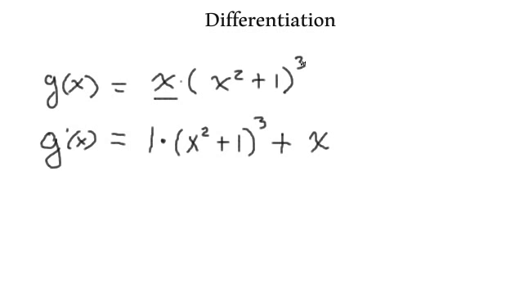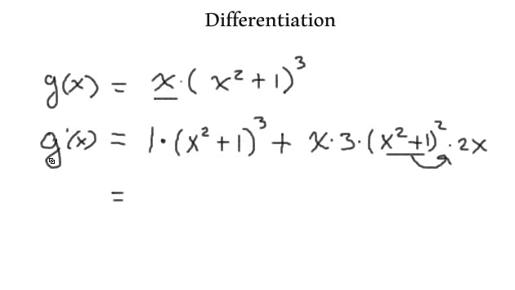So remember, we take the derivative of this guy right here: we take the 3, bring it out front, rewrite everything in parentheses, subtract 1 from the exponent, you get 2, and then we do the chain part. We take the derivative of the inside of what's in parentheses and bring it out. So the derivative of x squared plus 1 is 2x, right? Derivative of x squared is 2x.